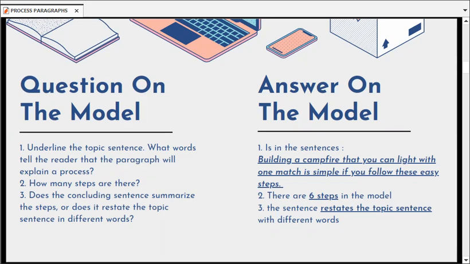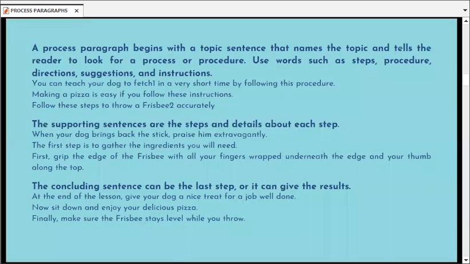Number 3, does the building sentence summarize the steps or does it restate the topic sentence in different words? The number 3, the sentence restates the topic sentence with different words. Next.